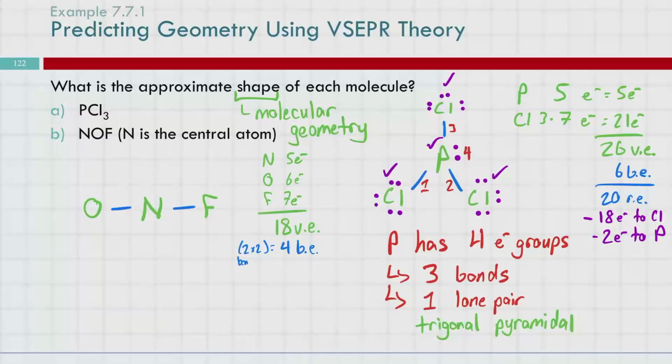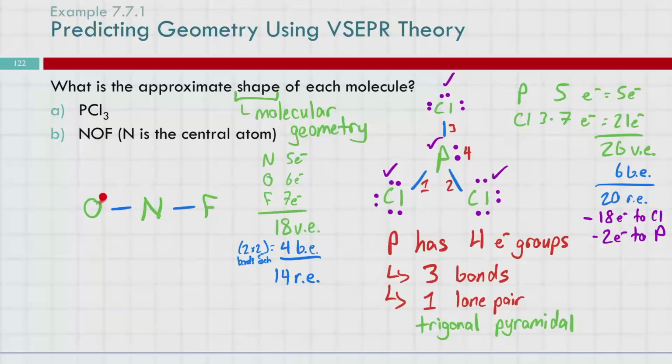Because we had 2 bonds with 2 electrons each. Okay, so that leaves us with 14 remaining electrons. We can place these starting from the outside groups, our oxygen and our fluorine, and then anything that's left over, if we have anything left over, goes on the nitrogen.